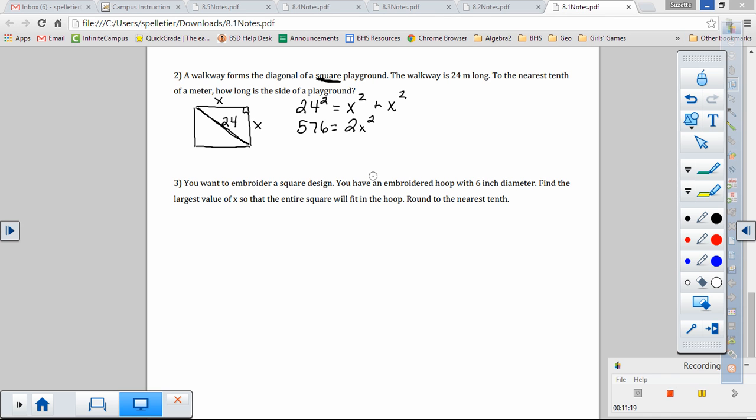I got to get x squared by itself so that I can take the square root. So I have to divide by 2. That leaves x squared. 576 divided by 2 is 288. And then, of course, we're going to square root to get both sides by themselves. So x equals the square root of 288, which is 16.97, which rounds to 17 meters. So each side is 17 meters.